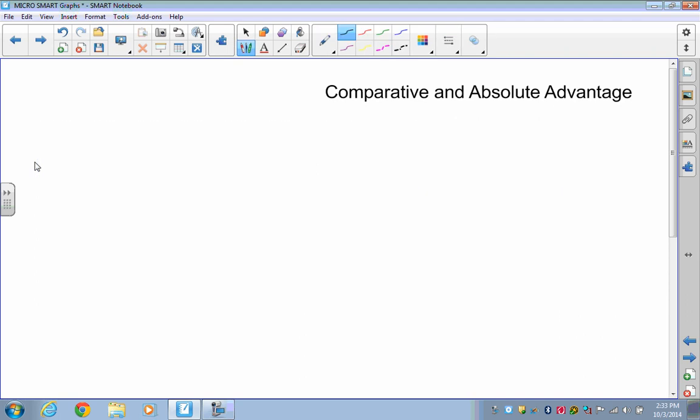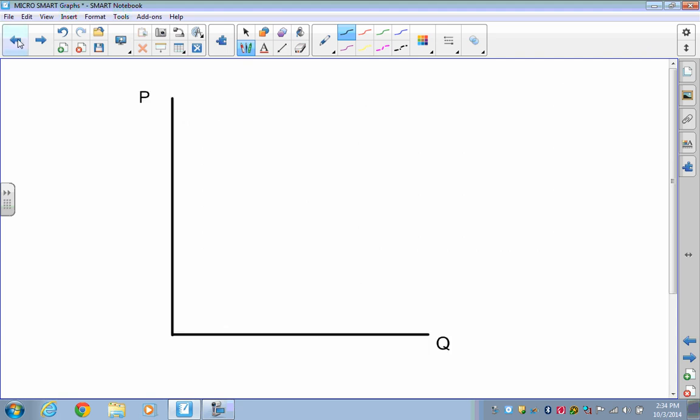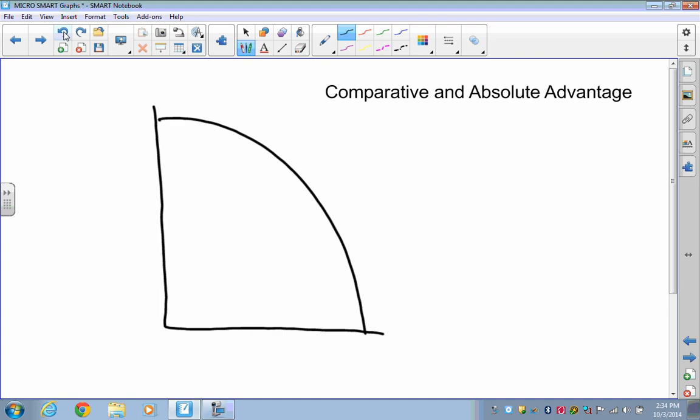This isn't supply and demand. It's a PPF. And because we know that a PPF should normally do what? A PPF should be an outward bending curve like this. But why are we not going to use an outward bending curve? It's hard to calculate. So we're going to take that off.